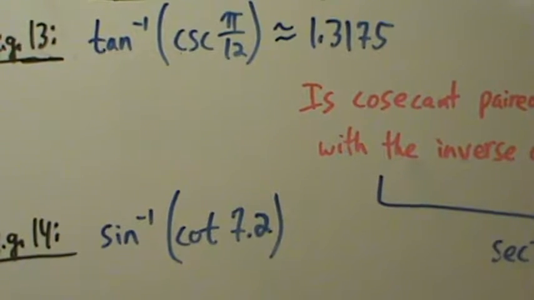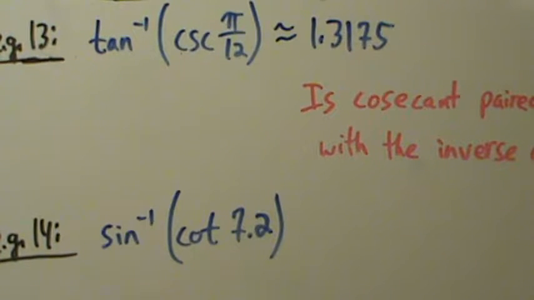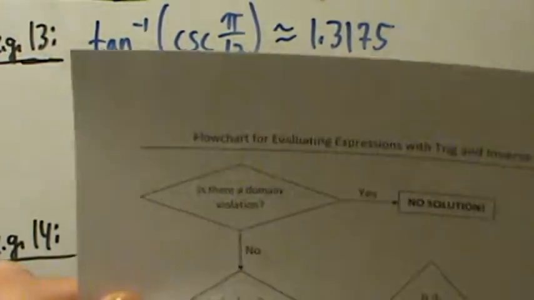Okay, so let's erase some of this stuff here. Okay, so example 14, inverse sine of cotangent of 7.2. Let's go back to the flowchart. Is there a domain violation?